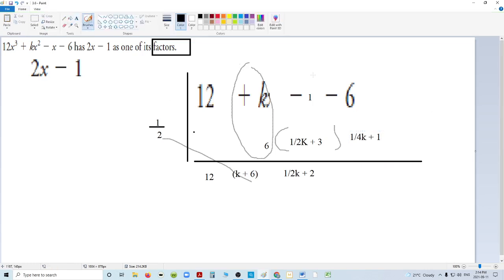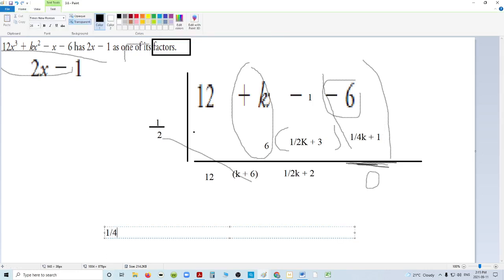This is the secret right here. If I add this, this is the remainder. We're told this is definitely a factor. Therefore, this answer is going to come out as 0. But I can also add these numbers. What's minus 6 plus 1? Minus 5. So I'm left with this, a quarter k minus 5, because that's what minus 6 plus 1 is, must come out to equal to 0.